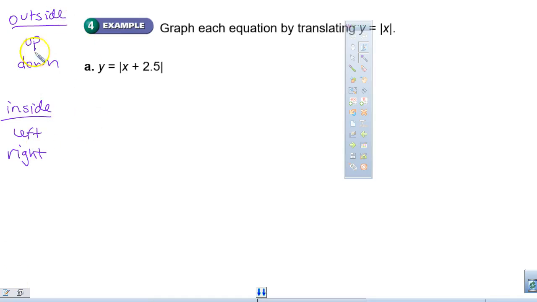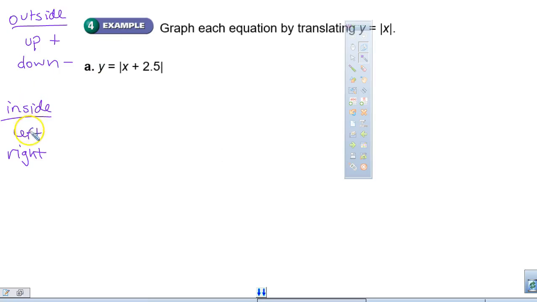All right, so the other thing that you have to keep in mind, if it's outside, when we were going up, it was positive, right? And when we were going down, it was negative. You guys all agree with that? Makes logical sense. You go up, you go down, positive or negative. If it's inside the absolute value, because of those absolute value symbols, you actually have to do the opposite of what you would want to naturally do.